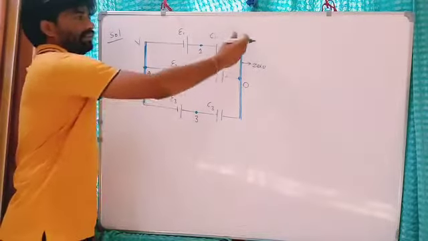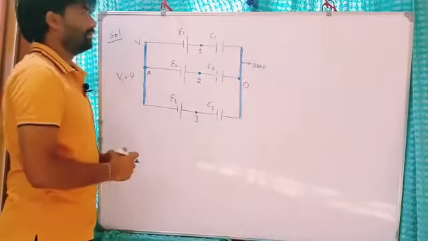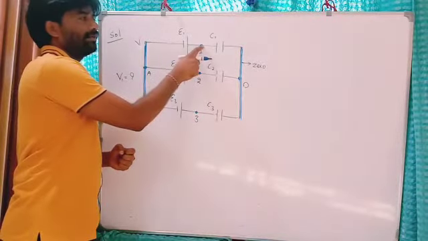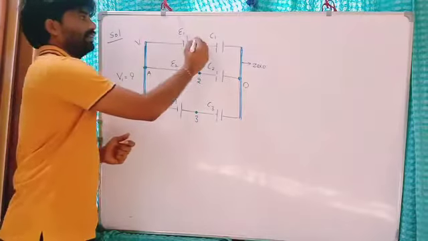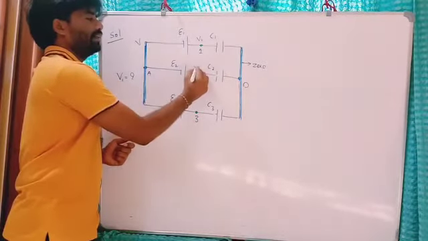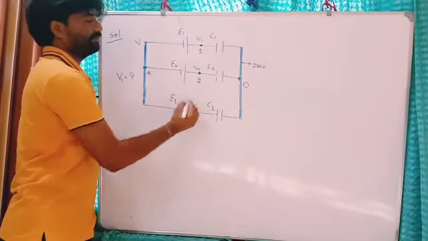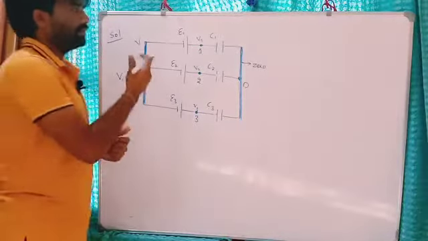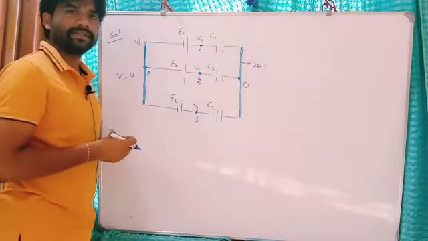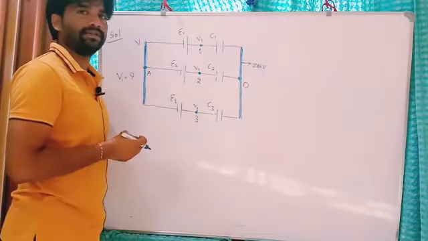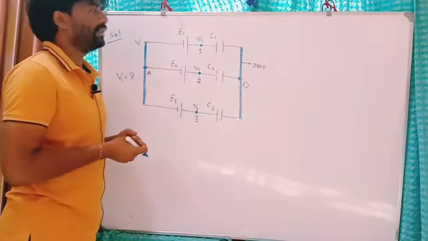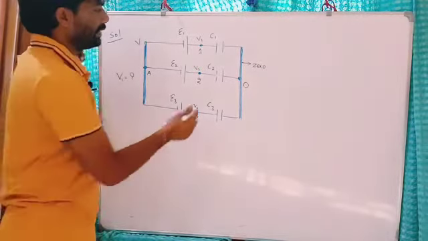Potential on this side is V, on this side 0. Now we have to find the potential at point 1, V1. Let us assume the potential here is V1, here V2, here V3. So for this V1 we can follow different methods. You can also apply Kirchhoff's laws, but instead of that I will do it in another method.